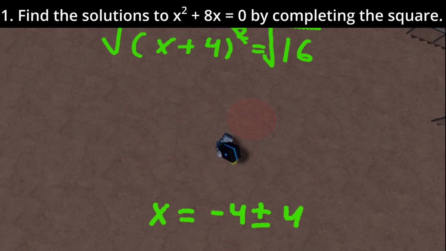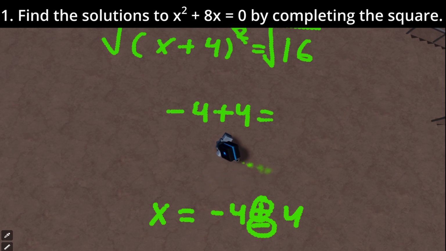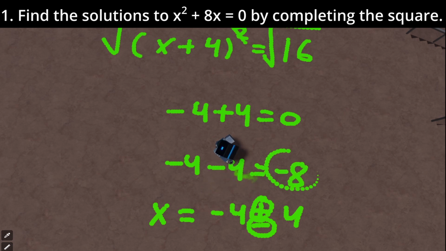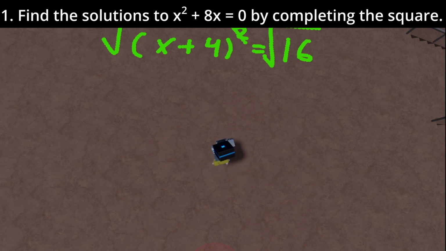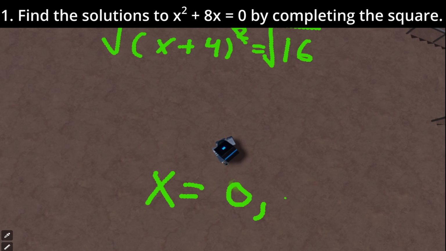And now let's just find both solutions. So we can take the plus solution and the minus solution. So minus 4 plus 4 is equal to 0. Minus 4 minus 4 is just equal to minus 8. So these are our solutions. So let me just rewrite all of this. By completing the square, we found out that x is equal to 0 and x is equal to minus 8.